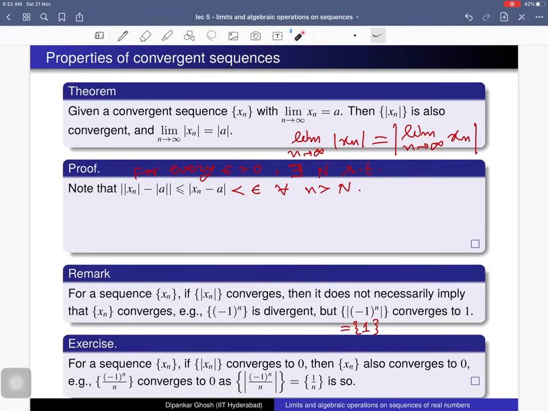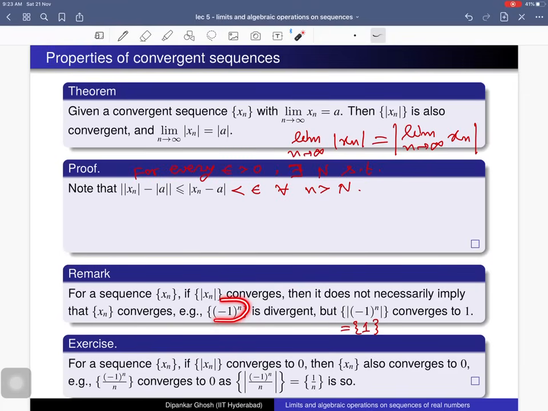But what about the converse? Suppose you have a sequence, you don't know whether it is convergent or not, but it is given that this sequence of absolute values is a convergent sequence. Then can you say that this sequence is convergent? So the answer is no in general. So for a sequence xn, if the sequence of absolute values converges, then it does not necessarily imply that this sequence converges. For example, consider this sequence, it is an alternating thing. So minus 1, 1, minus 1, 1.